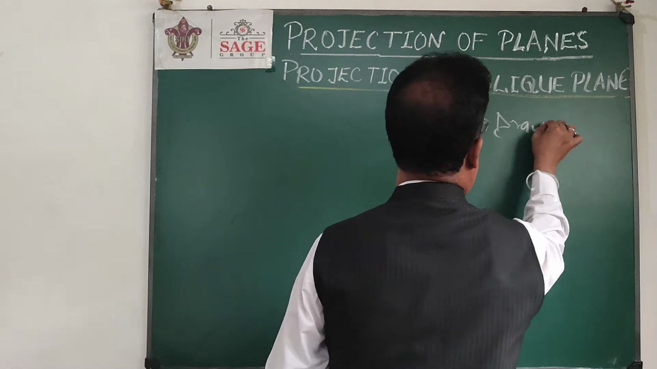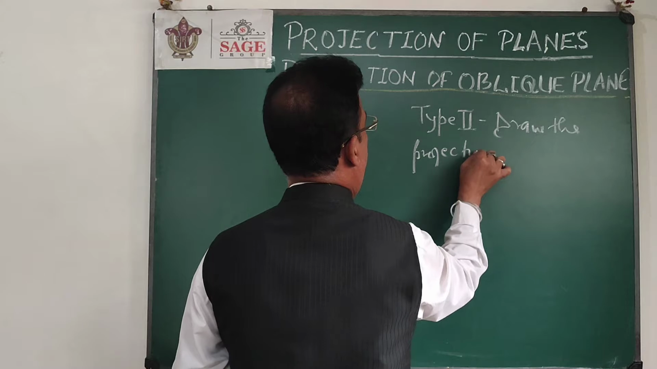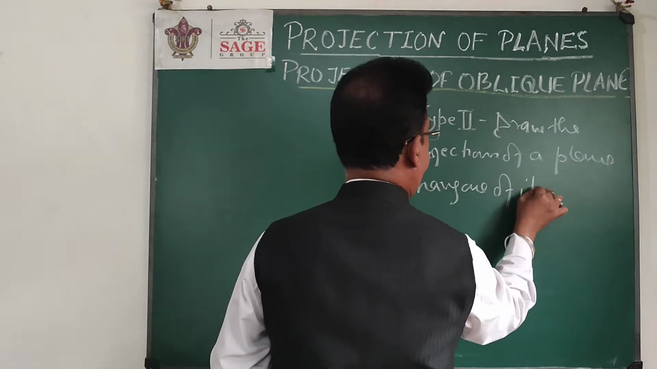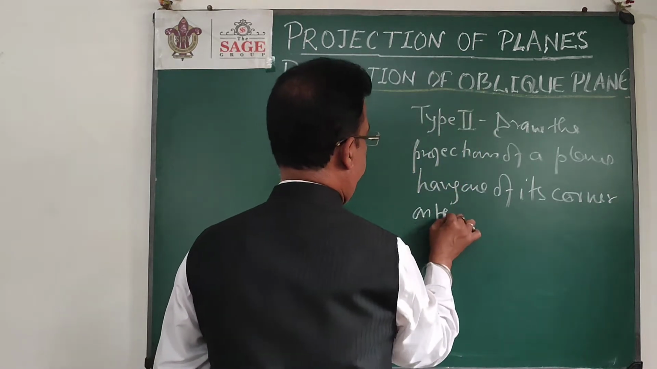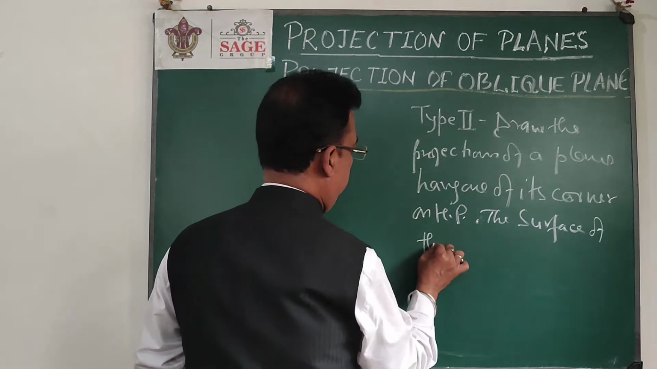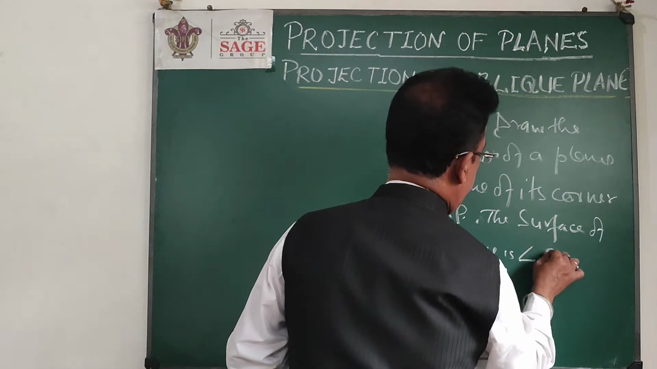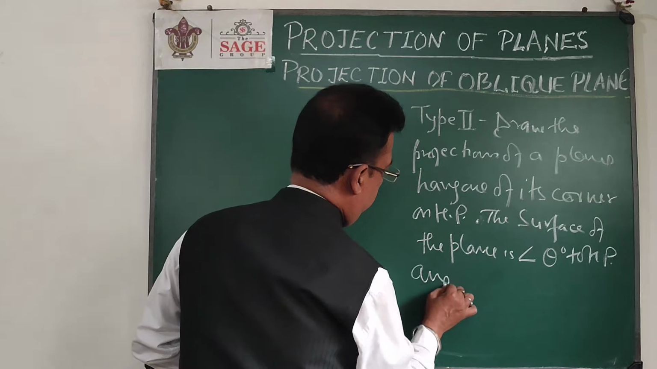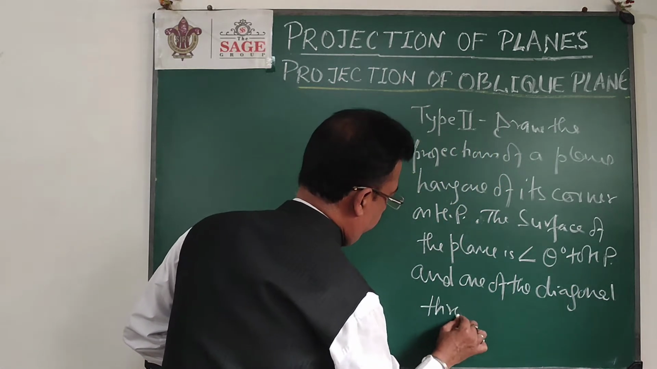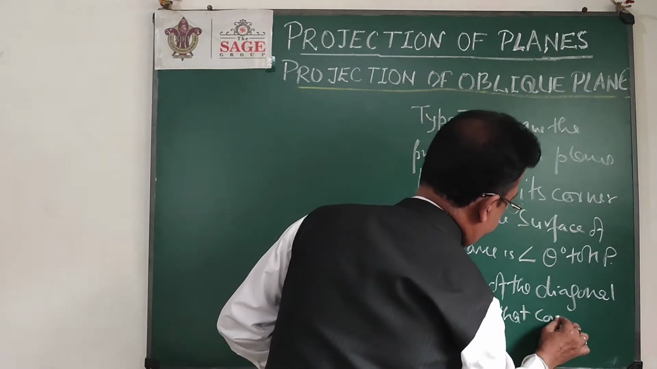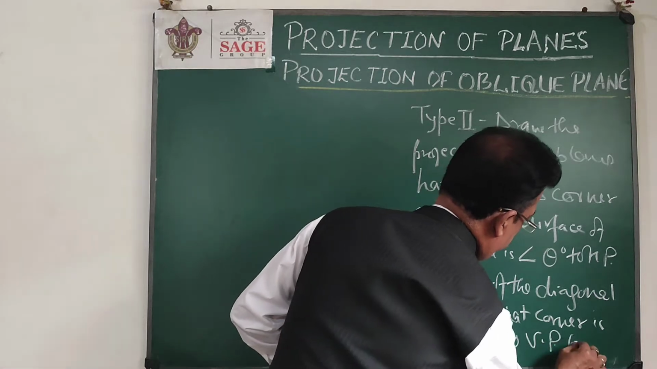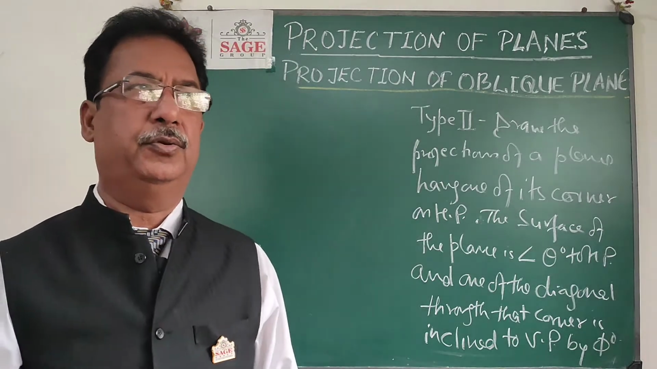Draw the projection of a plane having one of its corners on HP, the surface of the plane is inclined theta degrees to HP and one of the diagonals through that corner is inclined to VP by 45 degrees. So this is one of the types of basic problem.